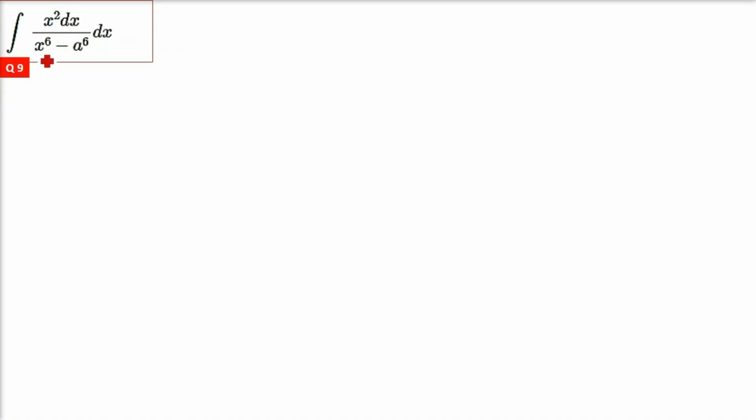Now we have x square dx divided by x raised 6 minus a raised 6. This x square will come from x cube, that you already know. That means the differentiation of x cube will yield x square, and we have x raised 6 also, which can be made up by x raised 3. So x square dx is the numerator, and in the denominator I am writing x raised 6 as x raised 3 whole square, minus a cube. a raised 6 can be written as a to the power 3 to the power 2.